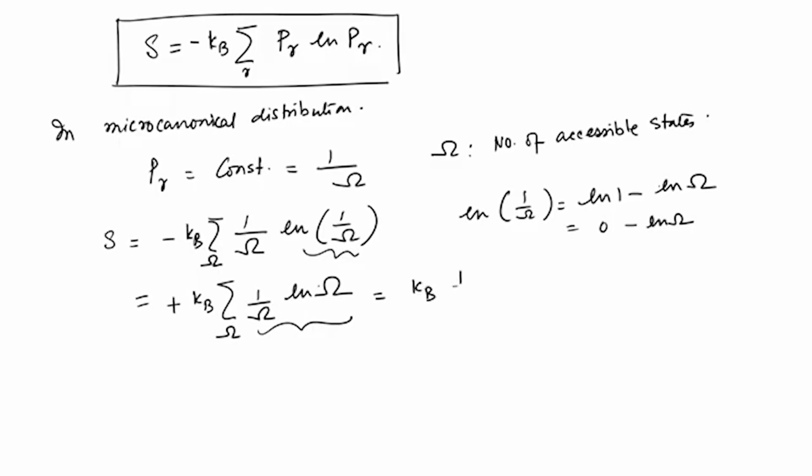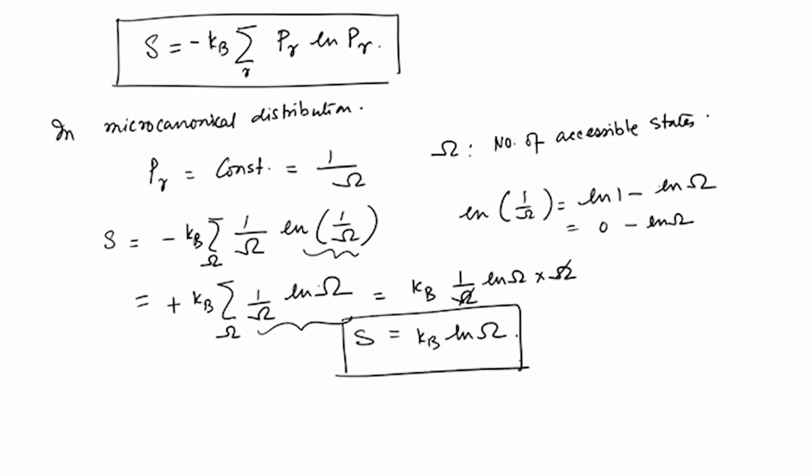So, this is k times 1 over omega log of omega times omega. So, this sum is replaced by this omega because there are omega number of terms, and they cancel. It is equal to k log omega, something that we saw earlier. So, this is the entropy, which is k log of the number of microstates, and we have derived it from the canonical distribution as well, whose expression is S equal to minus k sum of P_r log P_r, where P_r is the distribution, 1 over Z exponential of minus beta E_r.